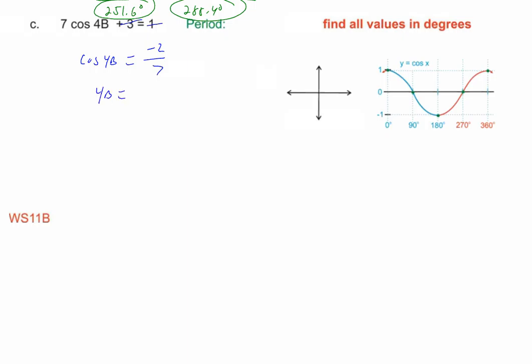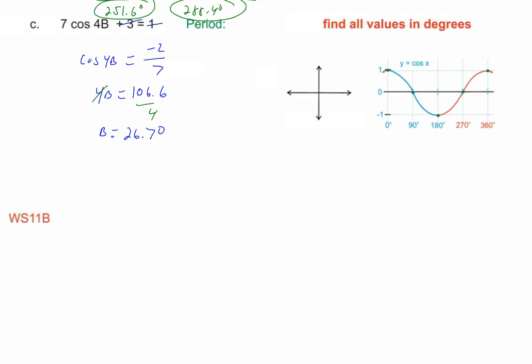So hit your cosine inverse. Don't worry about doing it. You get 106.6. So when you do cosine inverse of -2/7, you get 106.6. Divide that by what? 4. And now what do we got? Measure of angle B is 26.7 degrees. Okay, so again, 4b equals 106.6 divided by 4, 26.7.